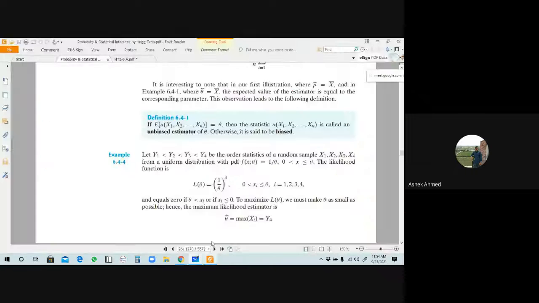But in our question, what is given? The function value here is 1 by theta, directly the function value. Because of this function value, for the maximum value, what will the corresponding value be? It is said here, to maximize L of theta we must make theta as small as possible. The smaller the theta you take, the larger this value will be.